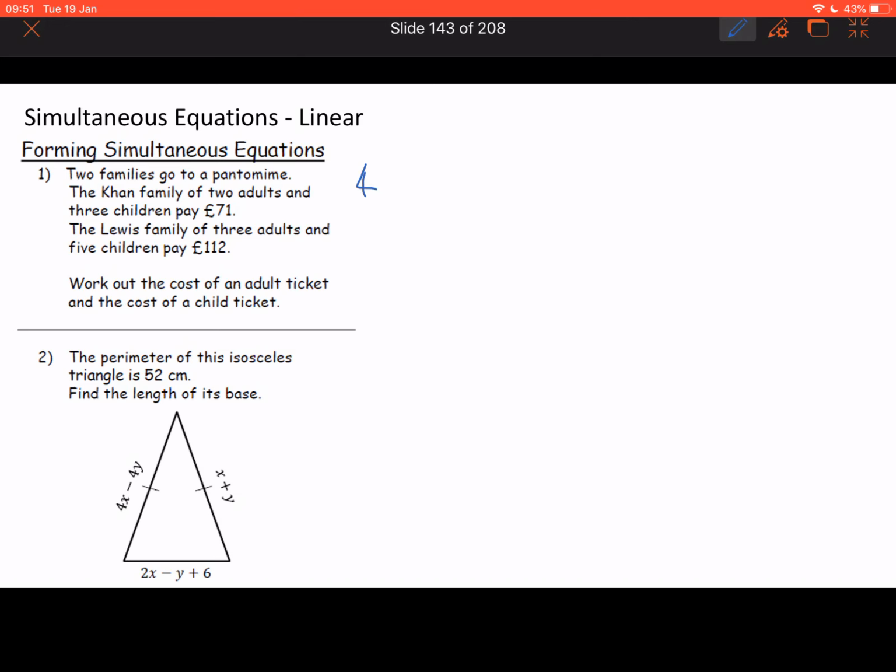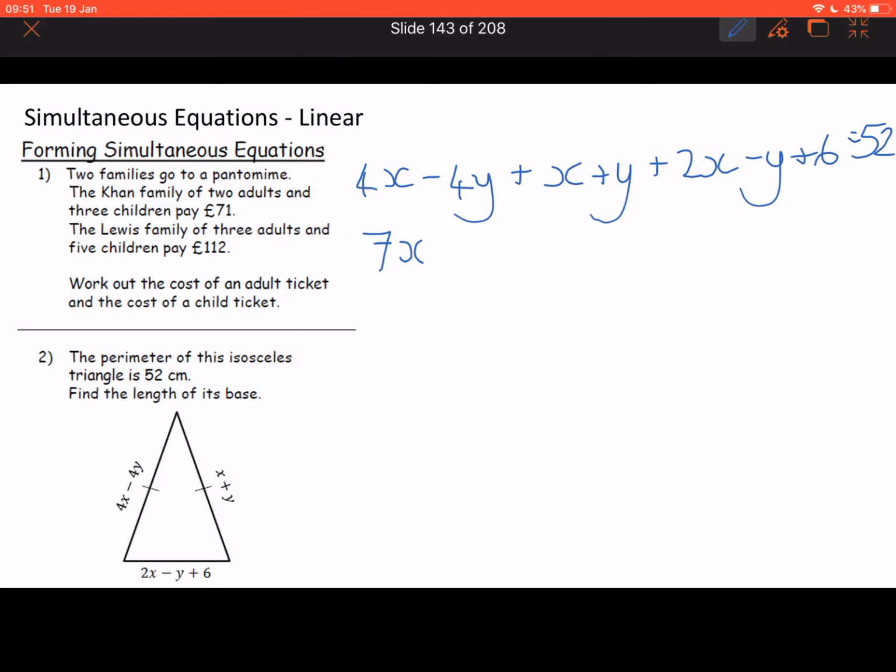I've got 4x subtract 4y for one side, and then another side is x add y, and then I'm adding to that my third side, and I'm told that that is 52 centimetres. So if I collect together my like terms, 4, 5, 6, 7x. Negative 4y, add y is negative 3y. Subtract another y, back to negative 4y. And then I've got this add 6.